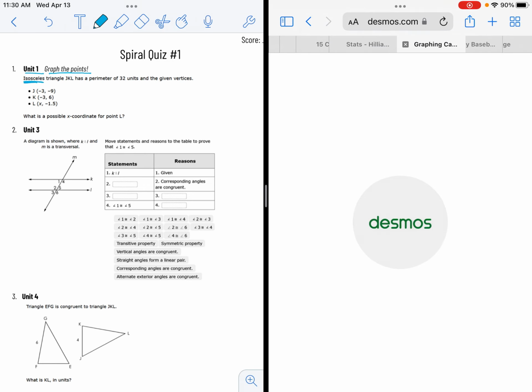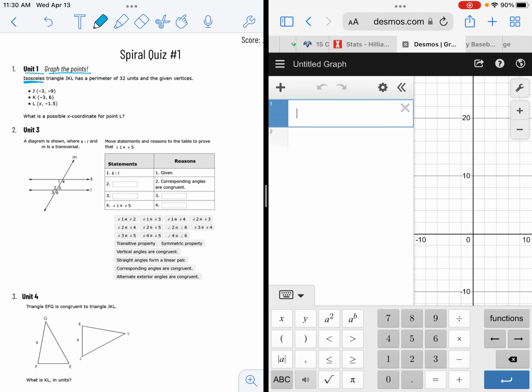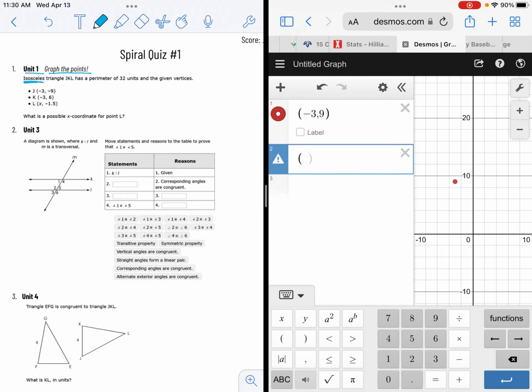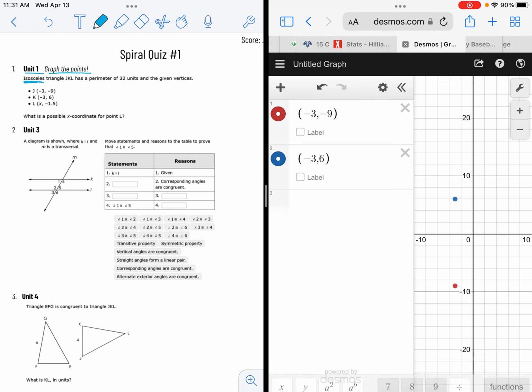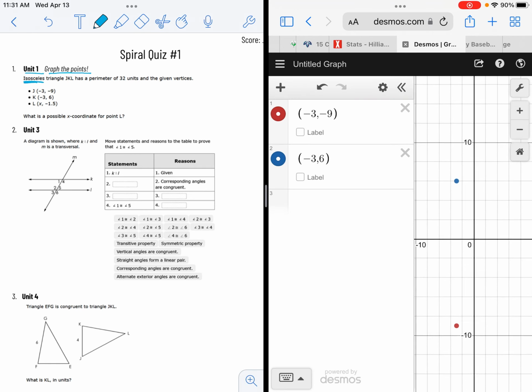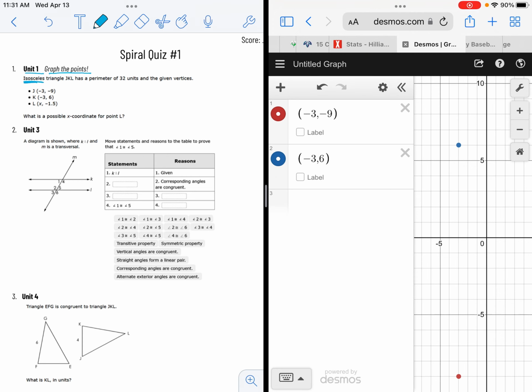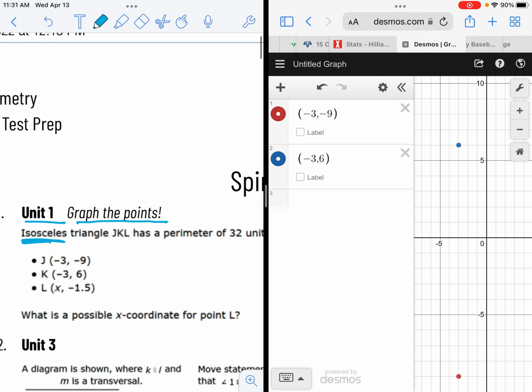All right, so let's go to Desmos. If we just plot these points, we plot -3, 9, and -3, 6. Oops. All right, we're going to realize something. Oh, excuse me, -3, -9. Getting this far, some things we got to realize is that isosceles means two equal sides.